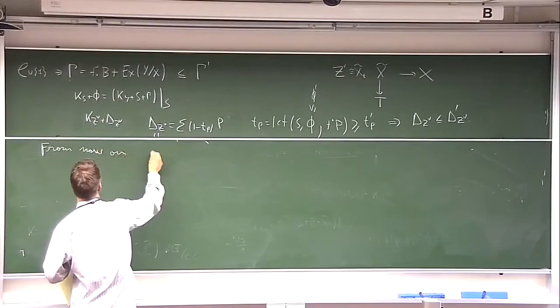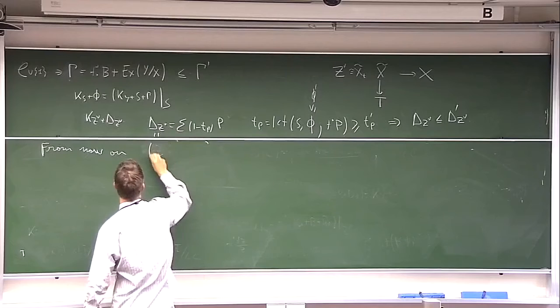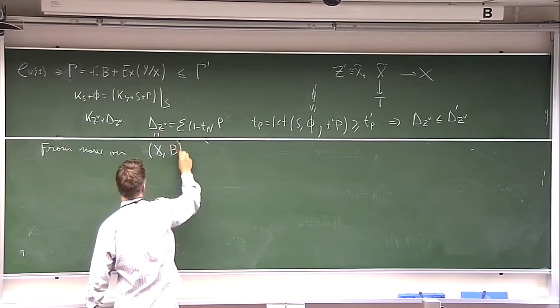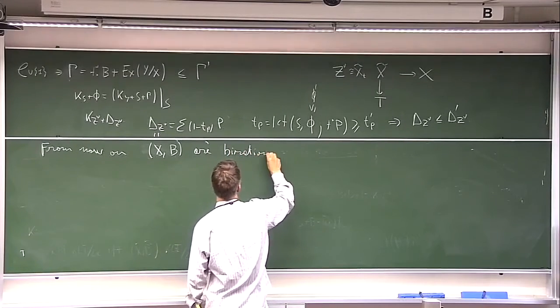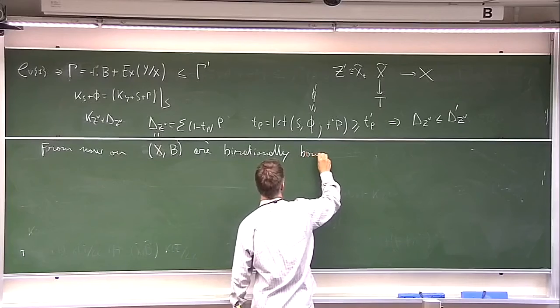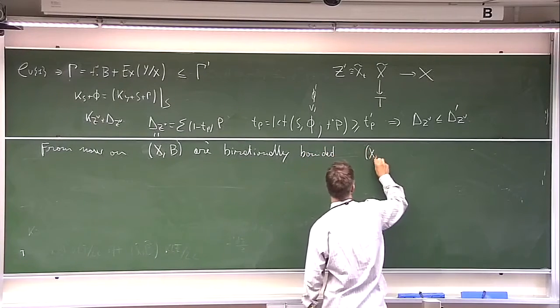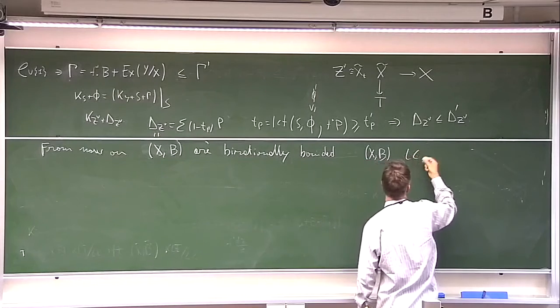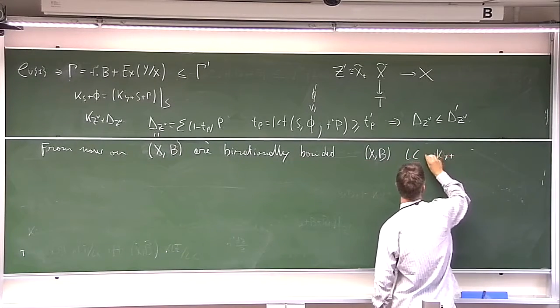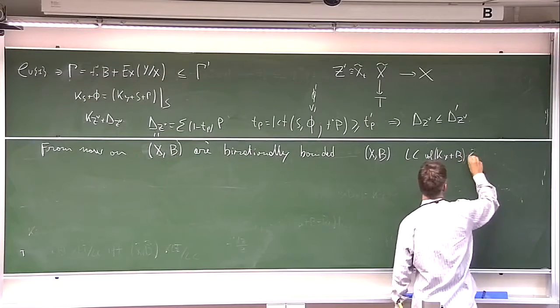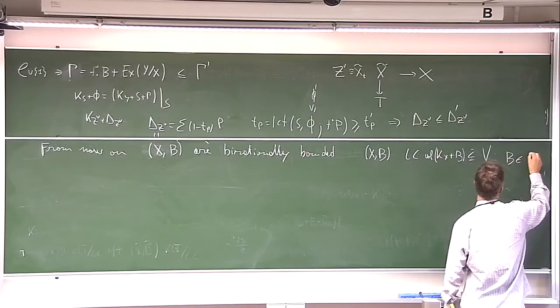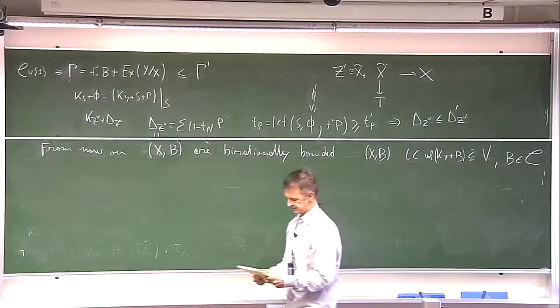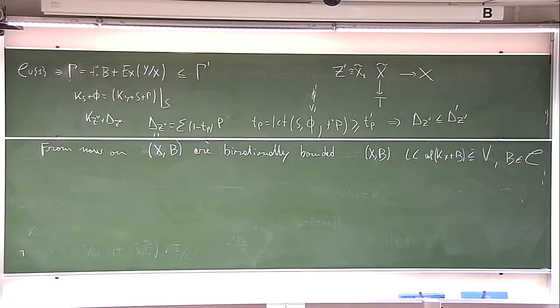Now on x, b, we can assume that they are birationally bounded. So here (x, b) is log canonical, the volume of K_X plus B is bounded from above by some value v, and the boundaries are in some fixed DCC set C. Okay.